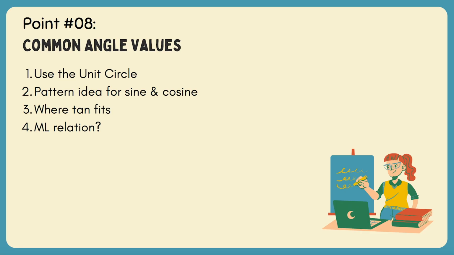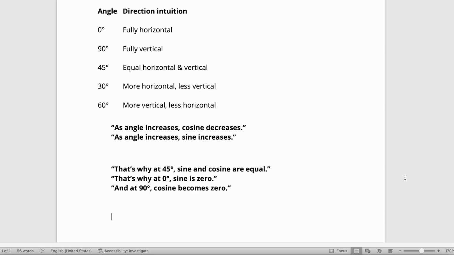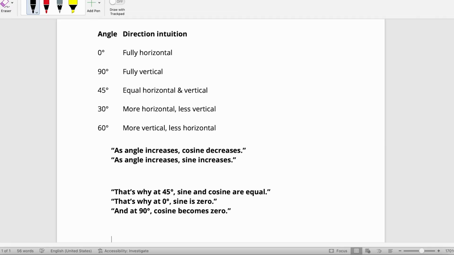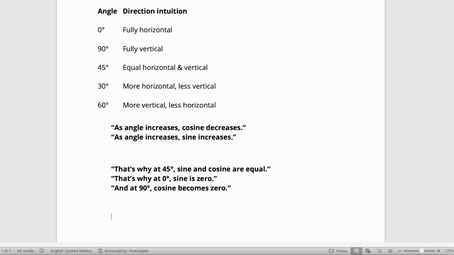Now in the next point, let's try to understand the common values of angles. Now we know that cosine basically represents the horizontal component, whereas the sine represents the vertical component. Cos is about the horizontal component, whereas sine is about the vertical component.